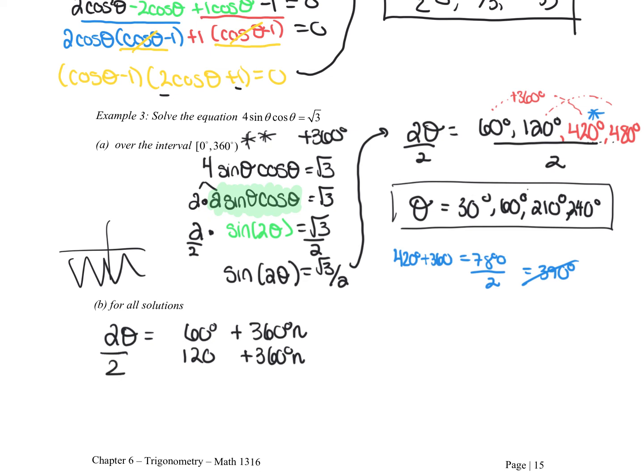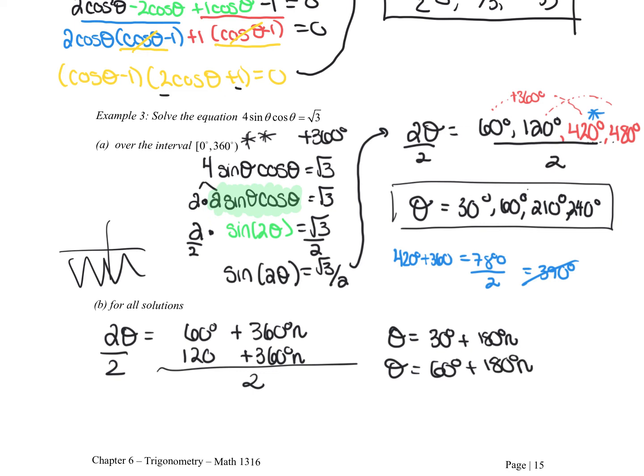Divide by 2. Everything here needs to get divided by a 2. So you're going to get theta equals 30 degrees plus 180 degrees n. The other one you're going to get is 60 degrees plus 180 degrees n, where n is an integer.